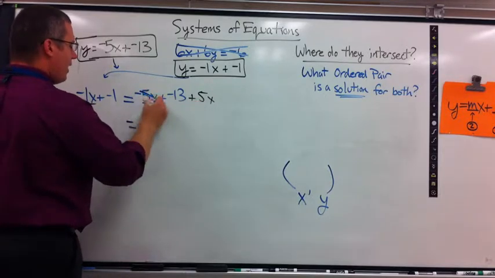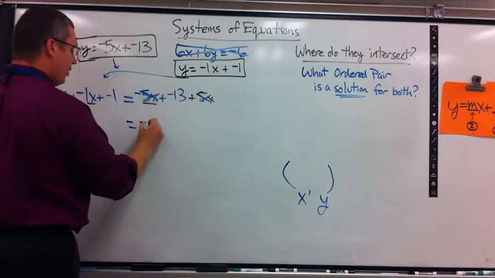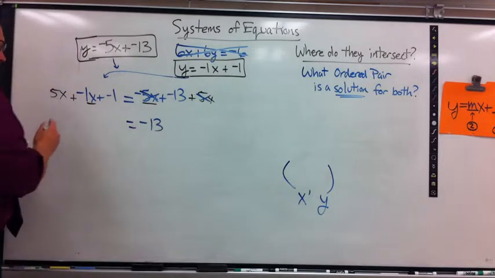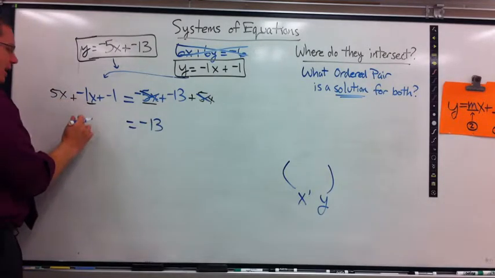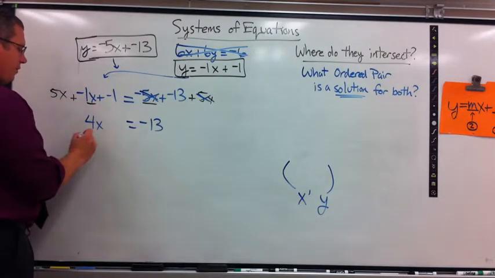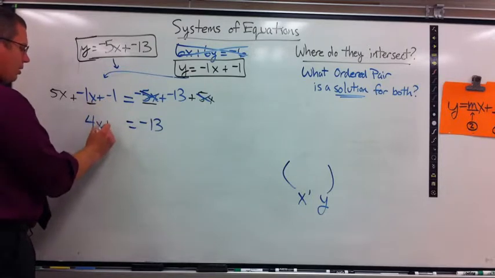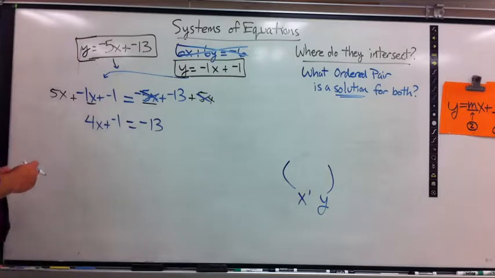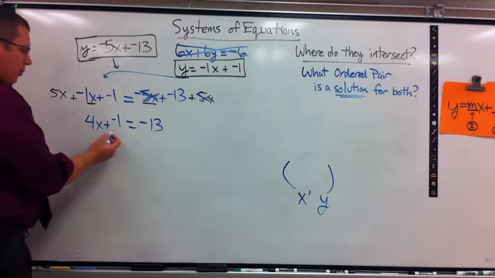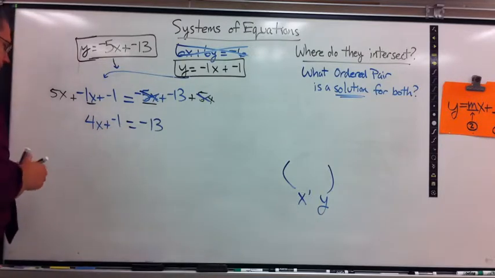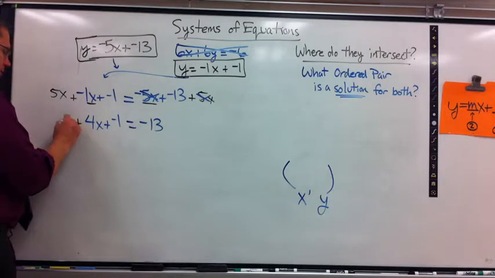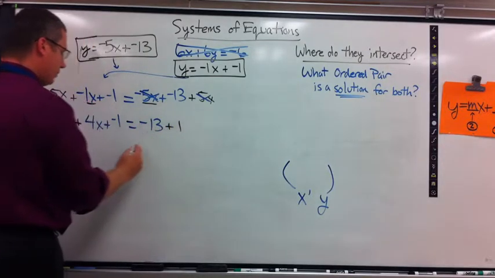Negative 5x plus 5x is 0. I end up with negative 13. On this side, what is 5x plus negative 1x? It's 4x. And I have a negative 1. I'm close. Now I have two operations. I need to get rid of the added number. Add the opposite, which is 1 to both sides. Add 1.